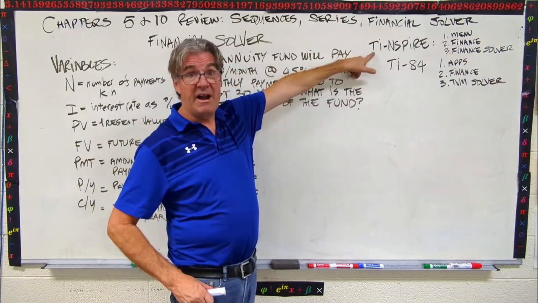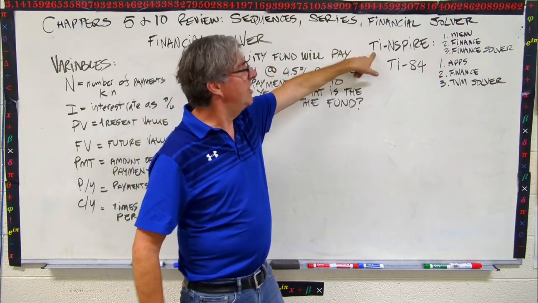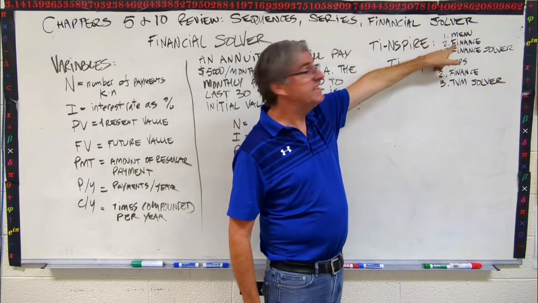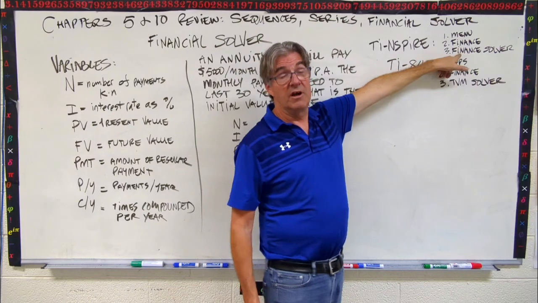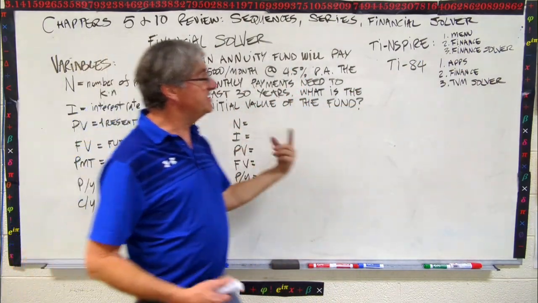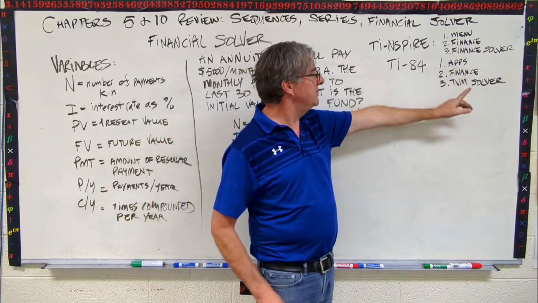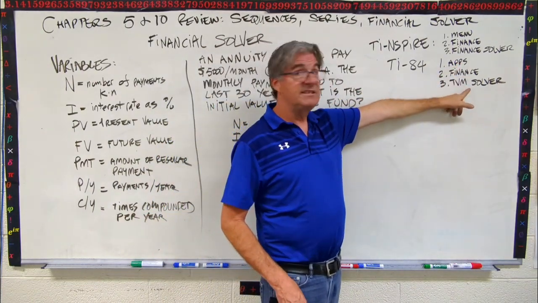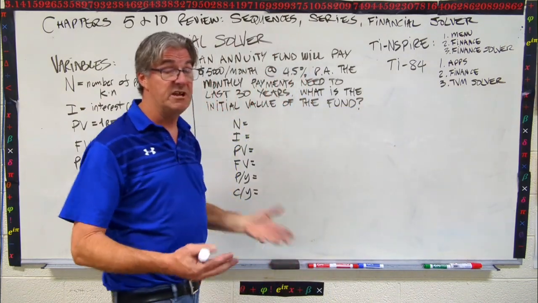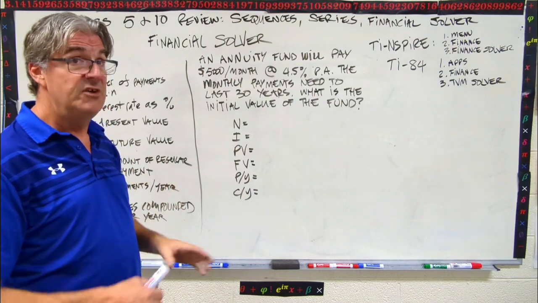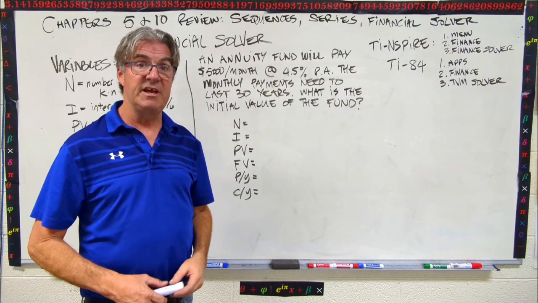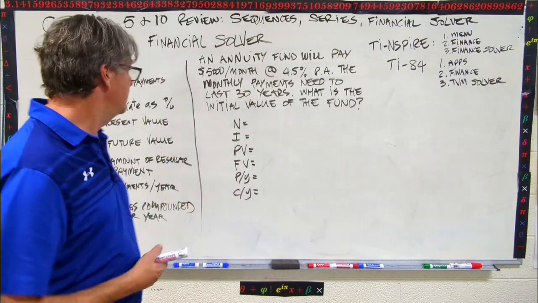If you're using the Inspire, the way you get into the financial solver is you press the menu button, then you go to the finance option, and then you go to finance solver. And that brings up the screen where you can enter all these variables in there. On the TI-84, you press the apps button, select the finance option, and then select TVM solver. Either way gets you to a very similar screen on either calculator. Okay, so I'm not going to do these problems on the calculator. I'm going to leave that for you because we did explain that in an earlier video. Okay, so here we go.